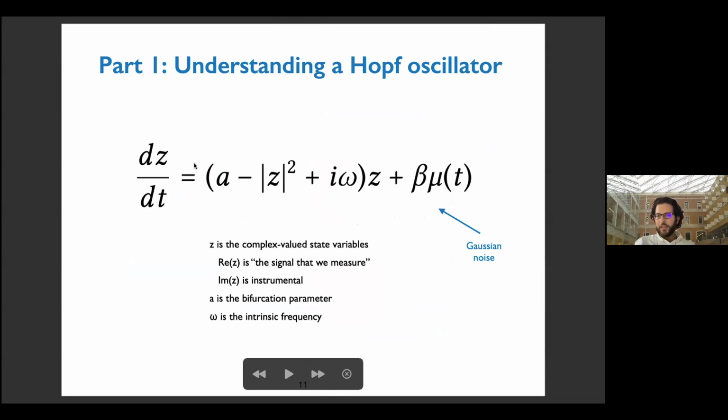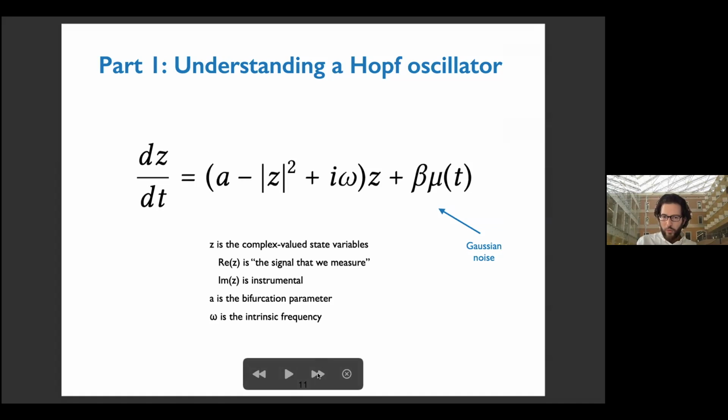Now this is basically the same equation that we had before, but we have removed the contribution from other nodes. So we have only one node, and this single node is described by Z, which is a complex valued state variable. If you take the real part, as you will see in the scripts when we run the MATLAB, the real part is the signal that we actually measure. The imaginary part of Z is instrumental just for the equations, just for us to build the dynamical model. Then we have the Gaussian noise, which is like introducing a very small perturbation at each single time point. And then we have the intrinsic frequency and the bifurcation parameter.